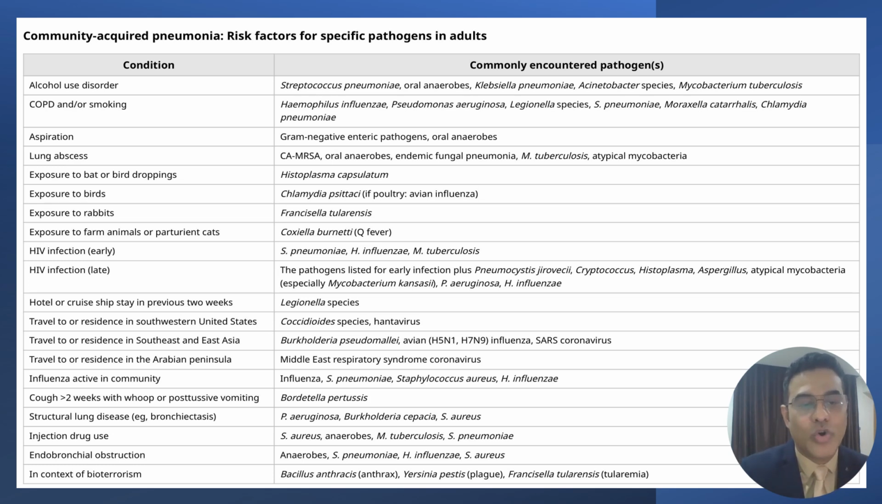And patients with a recent hotel or cruise ship visit, we have to think about Legionella, and depending on the geography, for travel to or residents in the southwestern United States, we have to think about fungus like coccidioidomycosis, or Burkholderia pseudomallei. In African areas, we do see Pseudomonas pseudomallei causing melioidosis. In IV drug abusers, we have to rule out infective endocarditis or Staphylococcus, these kinds of bugs. And also in alcoholics, we have to think about Streptococcus and other things.